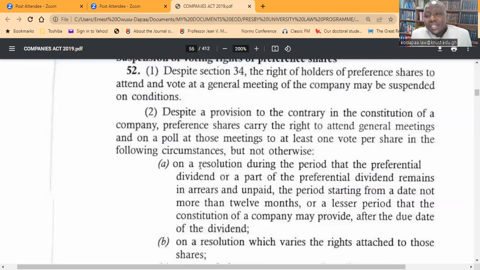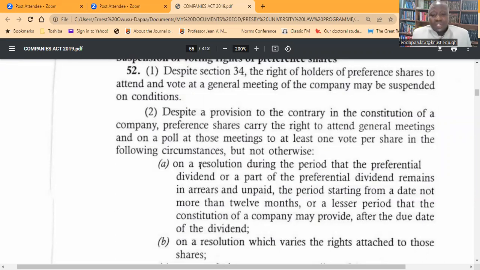However, there are limited situations, and I say limited because if you look at 52.2, the ending says "but not otherwise", meaning that there are strict conditions which must be met before you can tell a preference shareholder that he cannot attend and vote at meetings.